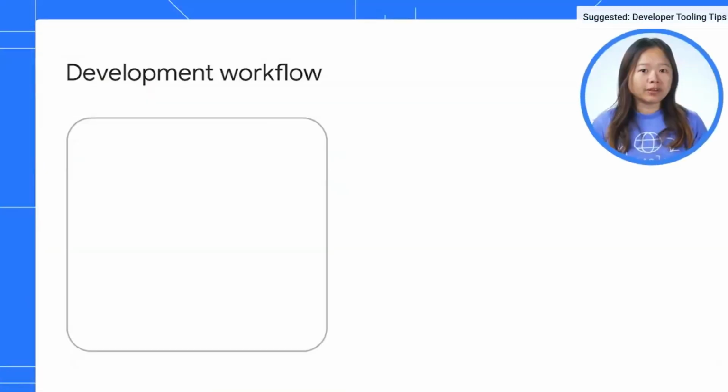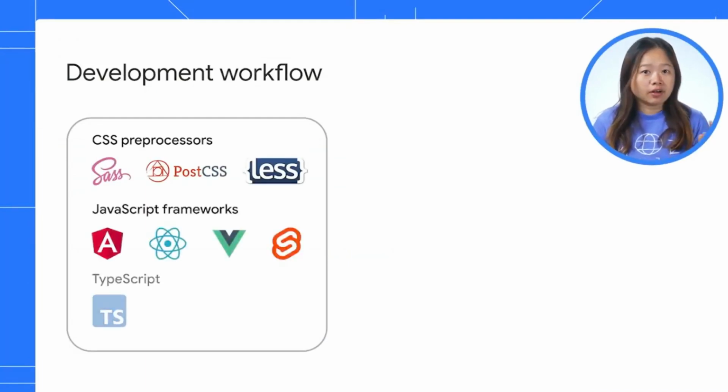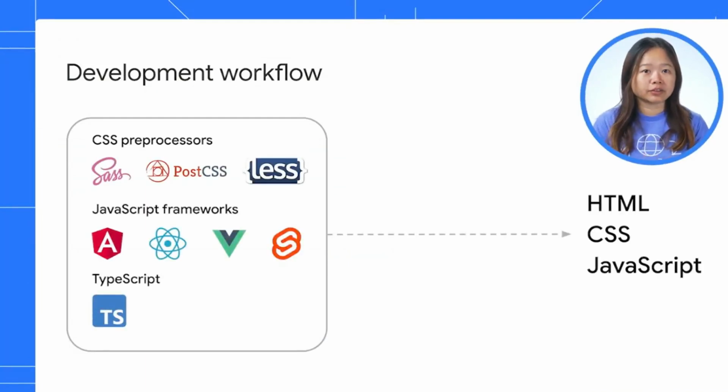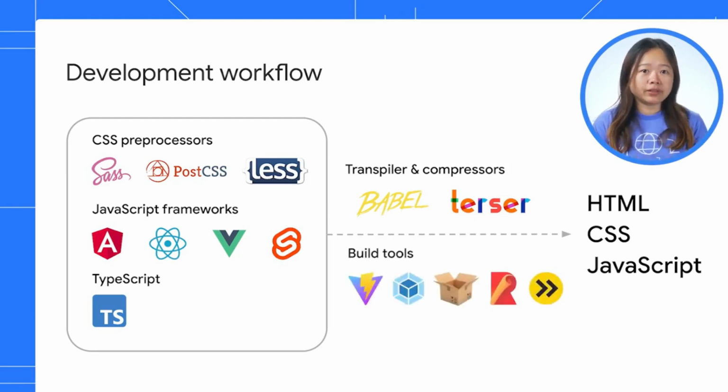However, this might not be the code you ship to production. Moreover, your development process may involve using CSS preprocessors, JavaScript frameworks, or TypeScript, which require a build process to transpile your code into the standard HTML, JavaScript, and CSS. To further optimize performance, it is common practice to minify and uglify these files, reducing their size and making them more efficient for the web. It's a lot of work. However, usually your build tools like Vite, Webpack, or Parcel will take care of these processes.